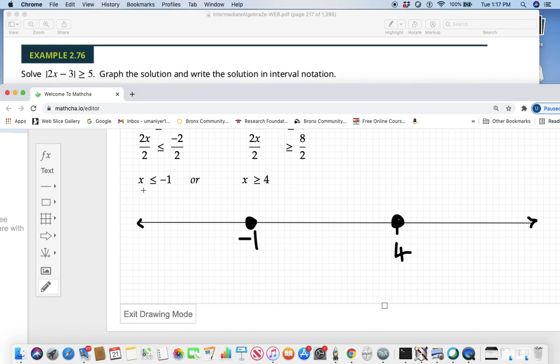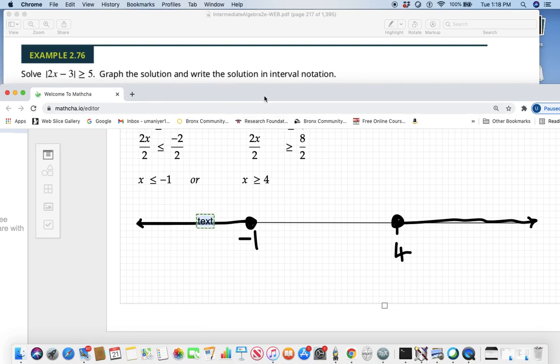Now pay careful attention. X is less than, or less than means to the left of. So you are to the left of negative 1 all the way on. Or x is greater equal. So if your x is not here, then look for x over here. Greater equals 4. So this is the graph part.